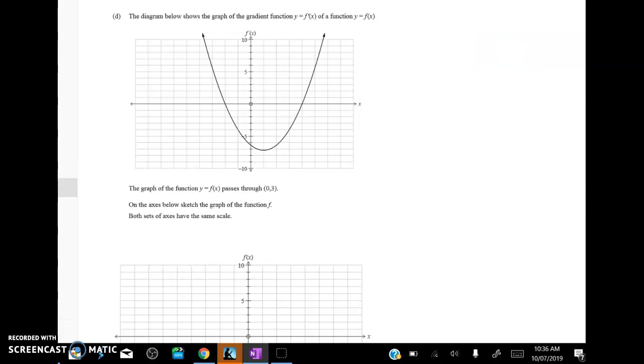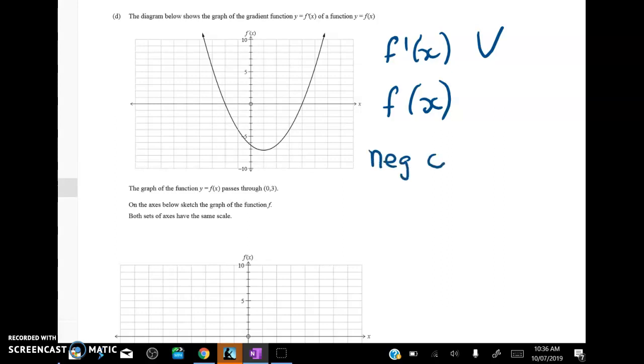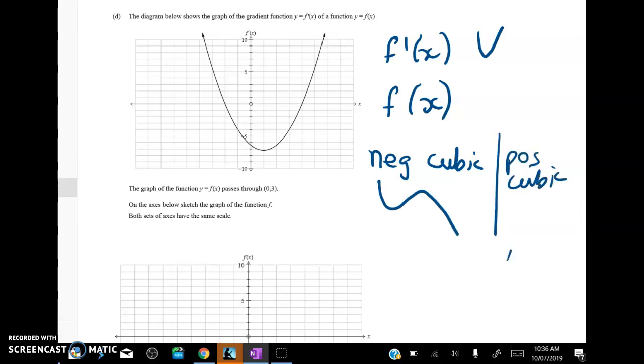So in this case, we're given the gradient function. So the gradient function is a quadratic. So f dash of x has got this shape. We have to figure out what function it came from. But we know that if we differentiate a cubic, we get a quadratic. So there are two kinds of cubic. There's a negative cubic, or a cubic with a negative x cubed coefficient, and that has this shape pattern. And then we have a cubic with a positive coefficient, which looks like that.